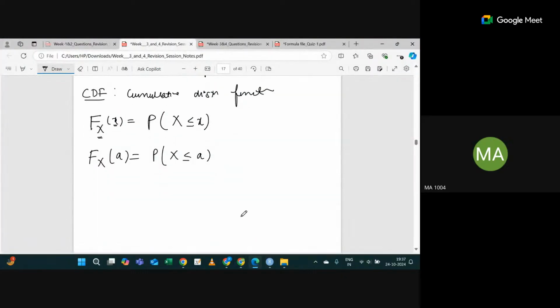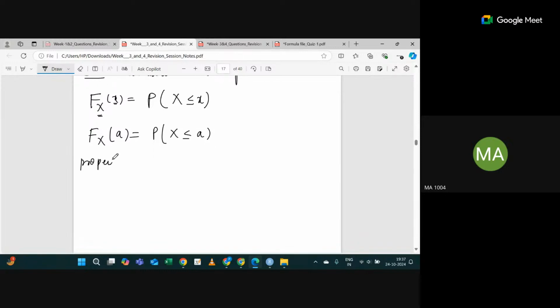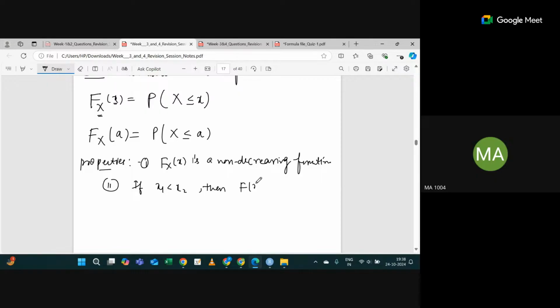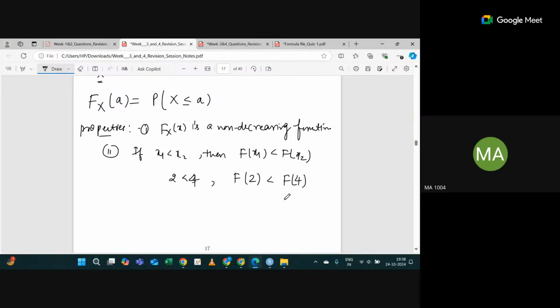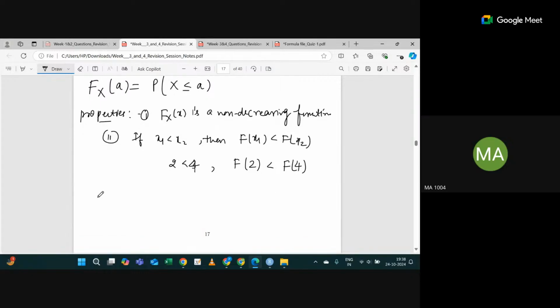Now, there are some properties related to CDF. What are those? First, F of x is a non-decreasing function. The second property is that if x1 is less than x2, then F of x1 is less than F of x2. What is the meaning? Suppose 2 is less than 4, for example, then F of 2 will always be less than F of 4. Also, if this is a discrete random variable, this will be a step function.